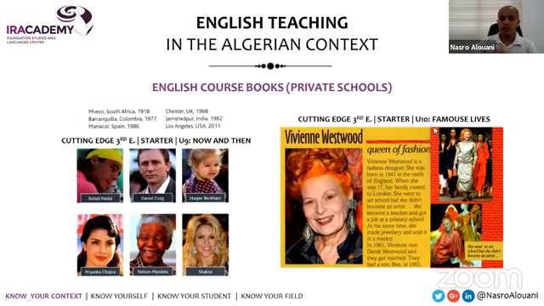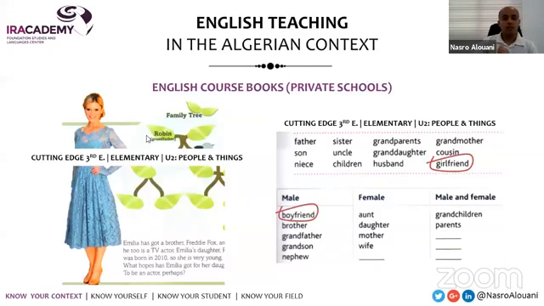Same thing, starter unit 10, we find a story of Vivienne Westwood, Queen of Fashion. She is a British fashion designer. So the whole lesson was built upon her, the reading, the activities, and generally students find it weird, you know, and as a teacher, I always try to skip some parts of this.